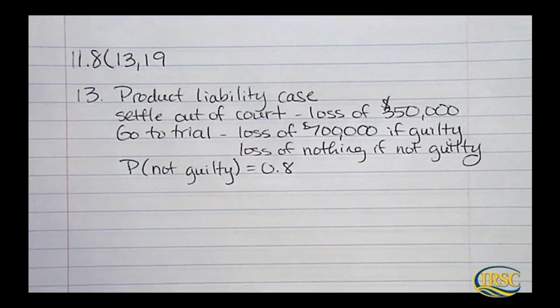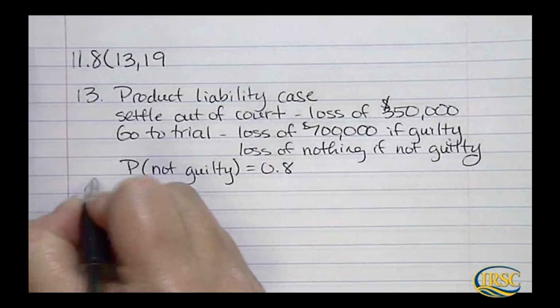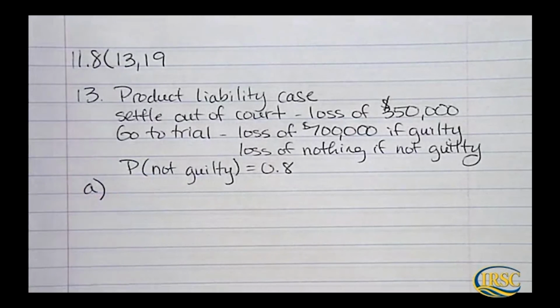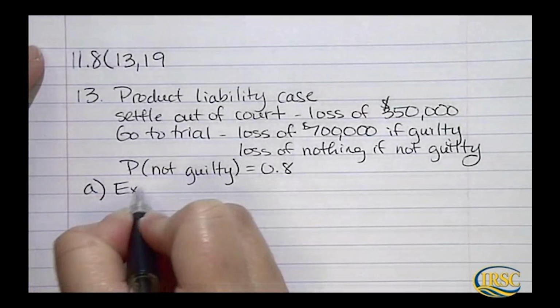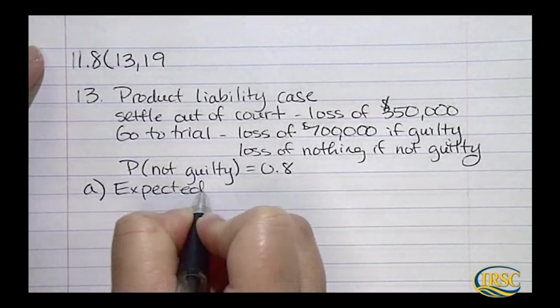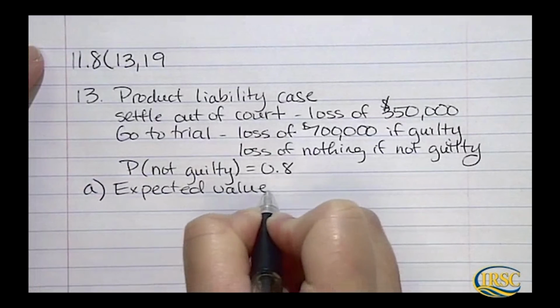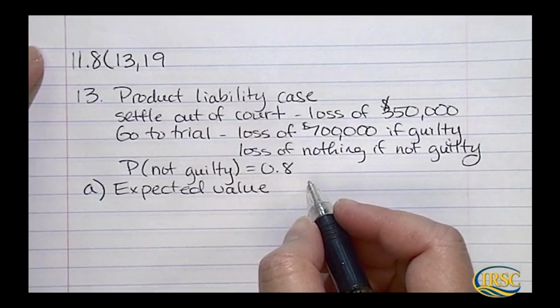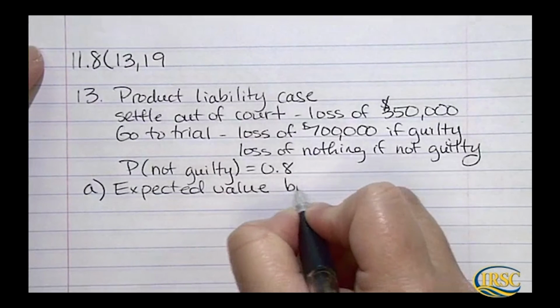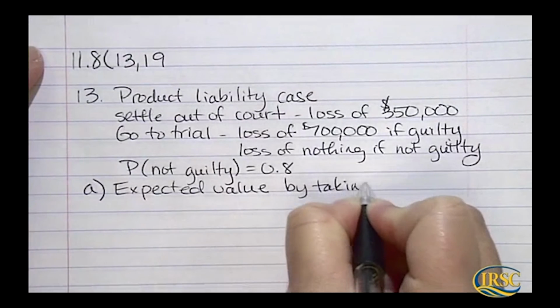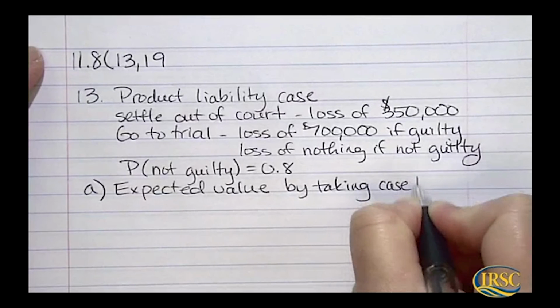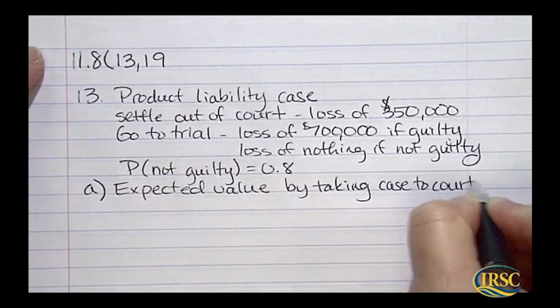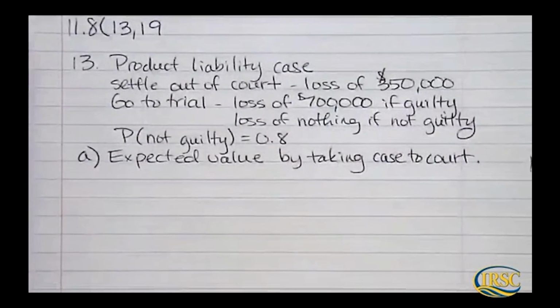All right, so part A says find the expected value of the amount the company can lose by taking the case to court. You got to read that very carefully. Find the expected value of the amount the company can lose by taking the case to court. Okay, so we'll start with part A and get to part B in a second.